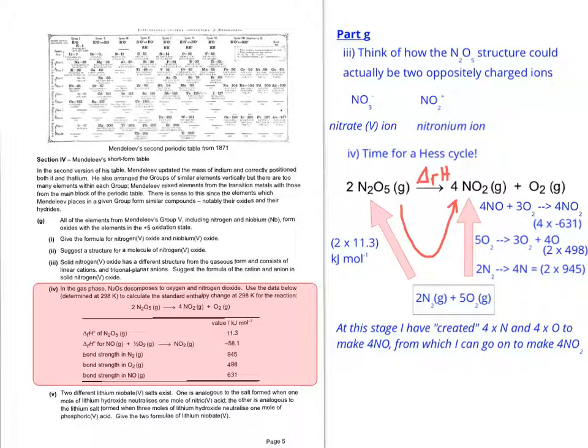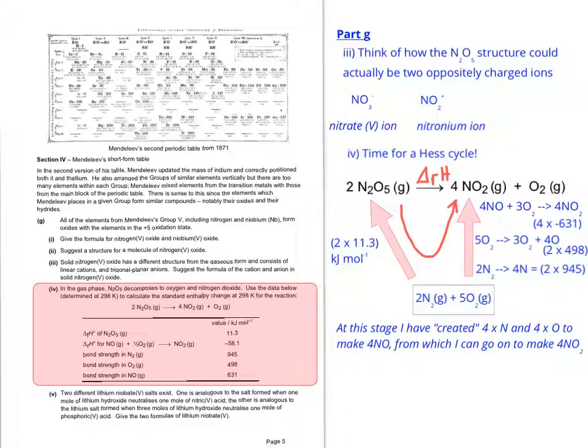And what I've got to do, first of all, is to take the NO and look at what I have to do with it. I have to go from NO to NO2. So 4 of them involves 3 O2s. So 4 NO plus 3 O2 gives you 4 NO2.